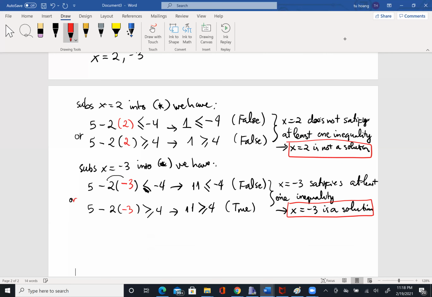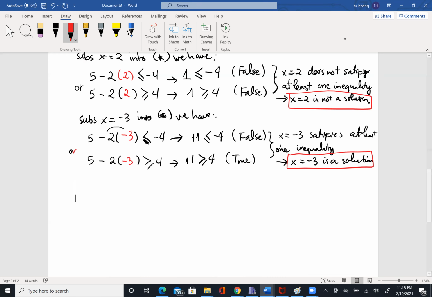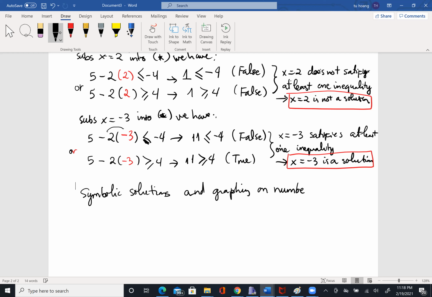Okay, so let me talk about symbolic solution. Same, let me write it better. So I'm going to write symbolic solution and graphing on number line.